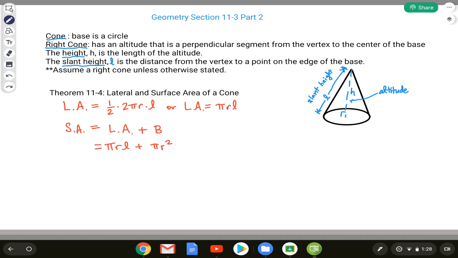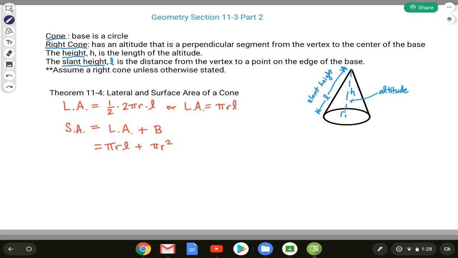A cone is a figure whose base is a circle. A right cone has an altitude that's a perpendicular segment from the vertex to the center of the base, which is called the height, h. And then the slant height is the distance from the vertex to a point on the edge of the base. And I've got all of these labeled in my cone to the right. Unless the book states otherwise, we'll assume that it's a right cone.